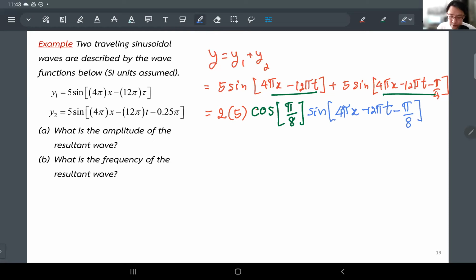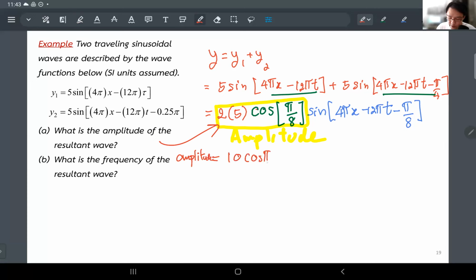So what is the new amplitude, guys? Anything that comes in front of sine and cosine, you name this an amplitude. Let me write it faintly with that highlight there. That's your new amplitude. So for part A, your answer will be this box right there. So the amplitude is 10 cosine pi over 8. Done. See, that's an algebraic sum.